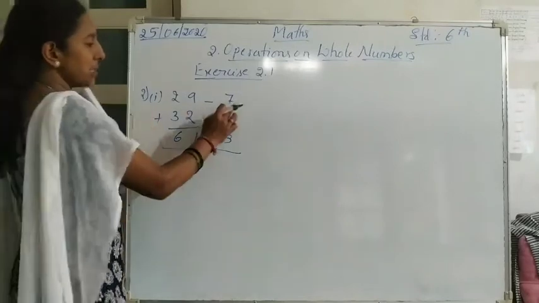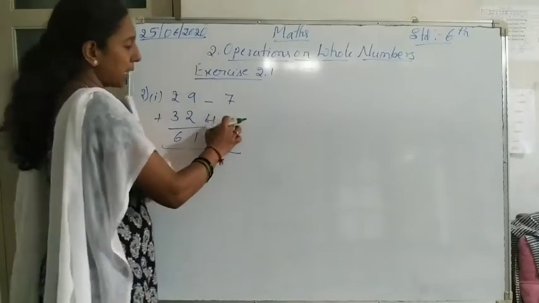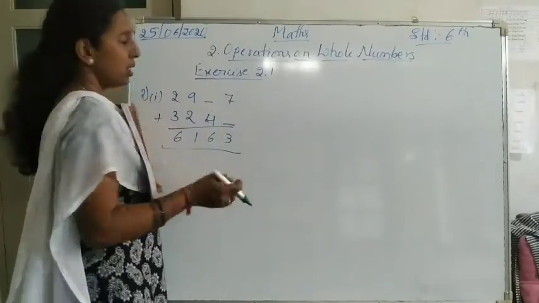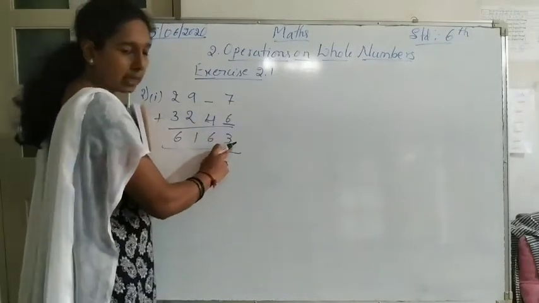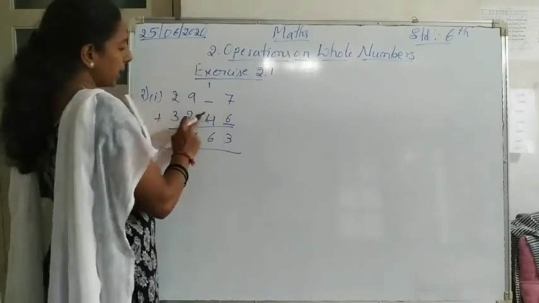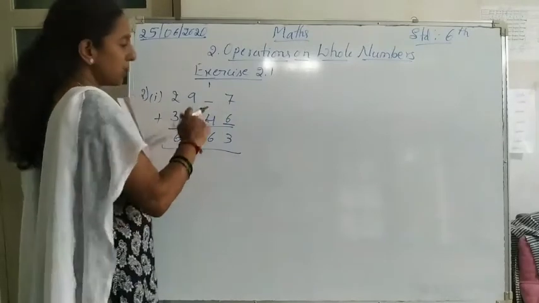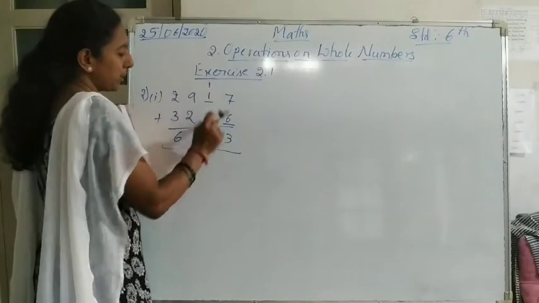So here 7 is a bigger number. What number should I add to get 3? I cannot add 0 because the 7 will be there. So it should be more than 10. So 7 plus 6, how much? 13. So I will get 3 here, and 1 will be carry. So 1 carry means 4 plus 1, 5. But here how much do I want? 6. So how much should I add for it? Still 1. So 4 plus 1, 5. 5 plus 1, 6.